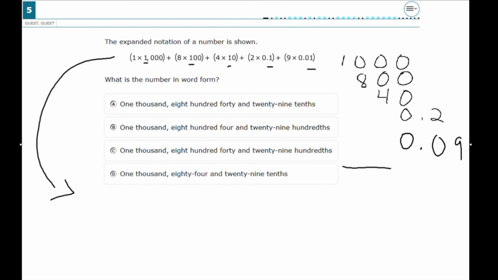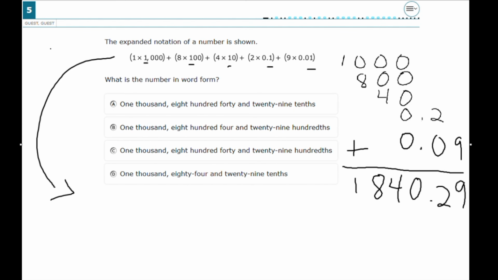All right, so now we're going to add all this together. What do we get? We have a 9 here, we have a 2 here, we have all zeros, 0, 0, 4, 4, we have a 0 plus an 8, which is an 8, we have a 1. All right, so our answer is 1,840.29. We're going to get to that 0.29. So let's look at our answers.